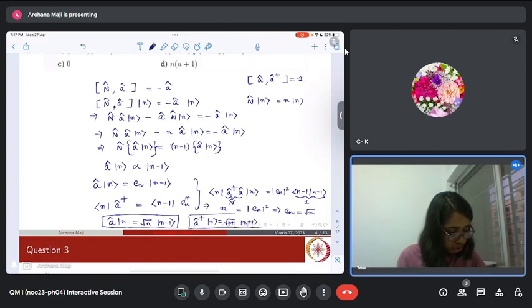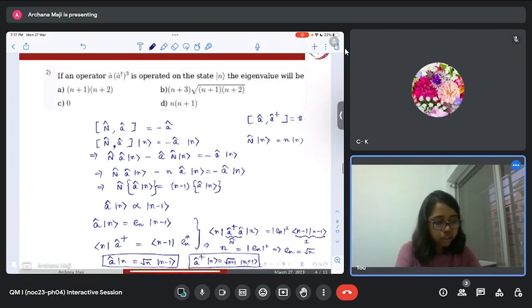Now your task is to tell me what is the eigenvalue if this operator, A dagger whole cube, acts on this state n. Can you do that?